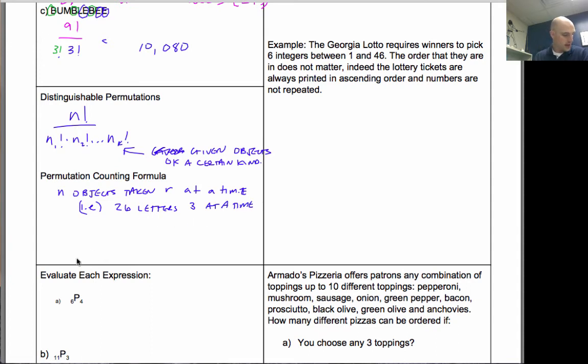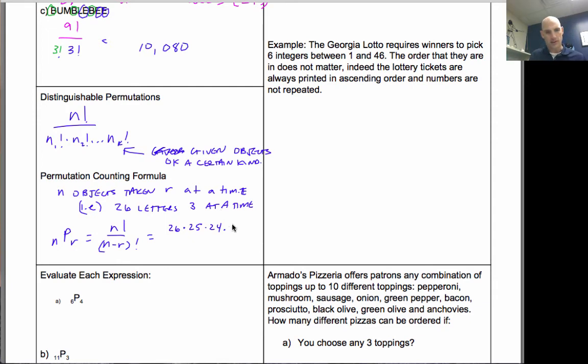And when they're taken 3 at a time, it's denoted nPr, or n factorial over n minus r factorial, right? So it would look like this: 26 times 25 times 24. Well, you're like, well, Mr. Saris, wouldn't it just be 26 times 25 times 24? Yes, technically. But really, the formula looks like this, and it's useful for when we have a larger number of objects or a more complicated situation.